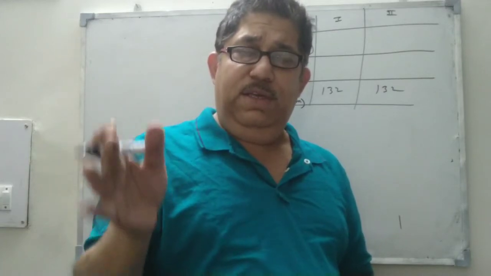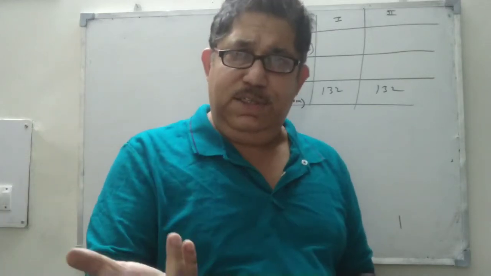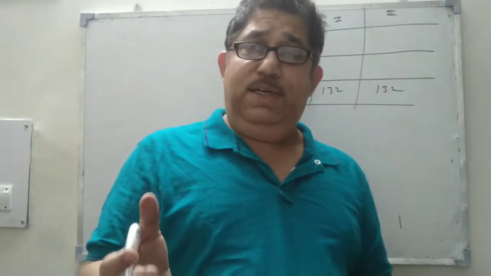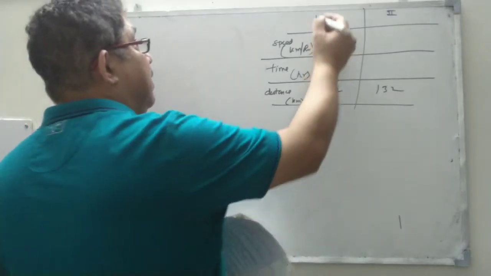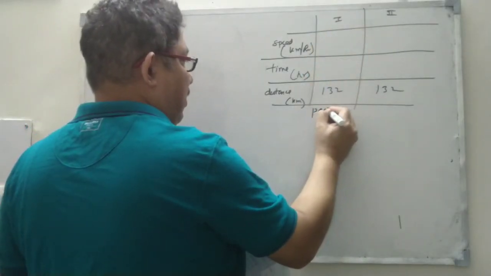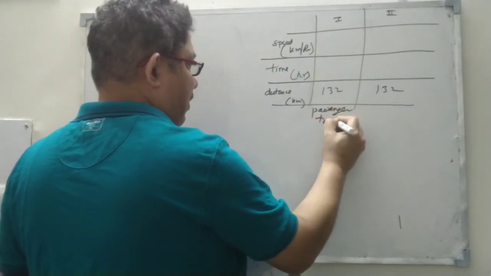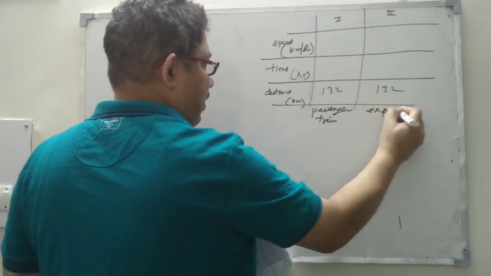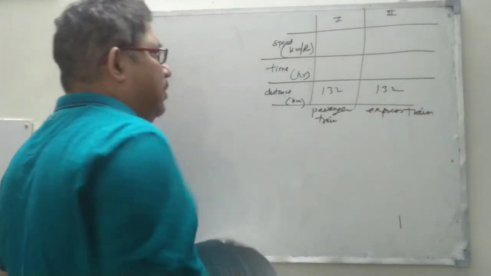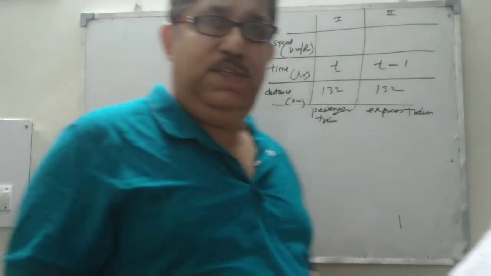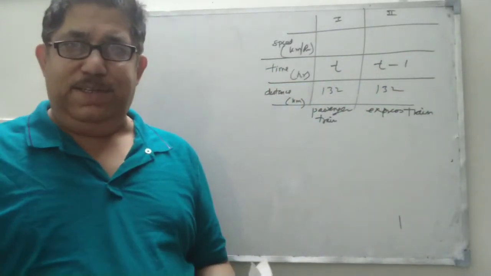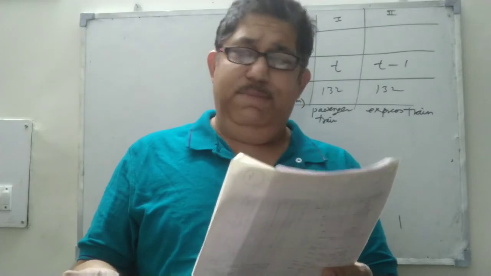Two characters in the story, express train, passenger train. So passenger train we take as the first one. I told you that whatever comes in the second spot is actually to be taken as x. So case 1 is our passenger train and case 2 is our express train. So this takes t and this takes what? T minus 1. Express train will always take less time. That's why it is express. So 132 kilometers between Mysore and Bangalore.